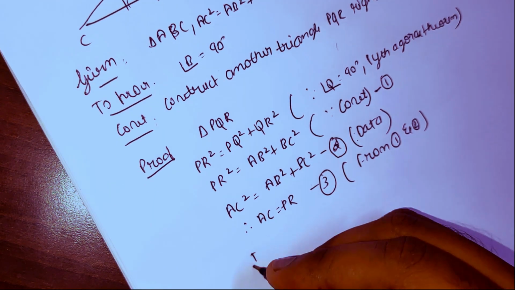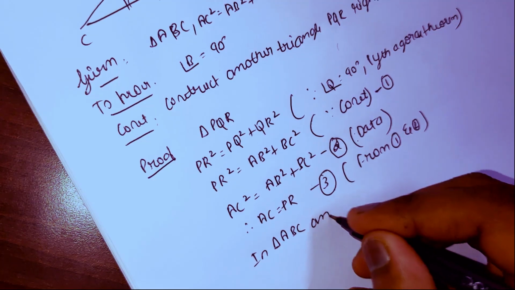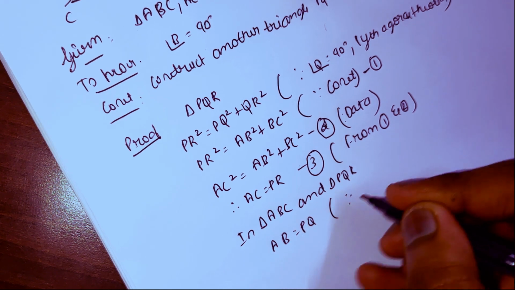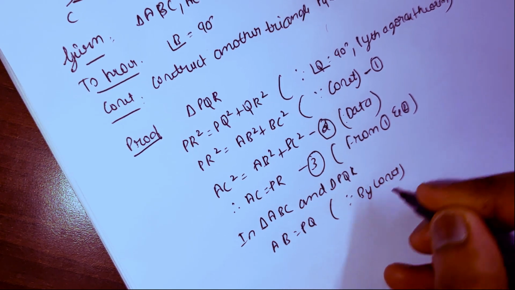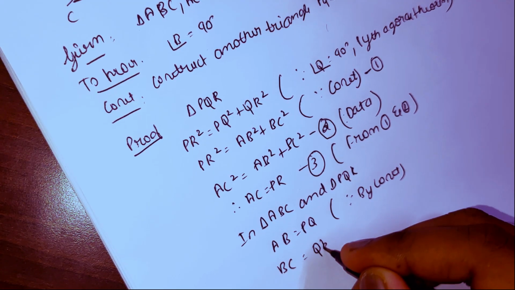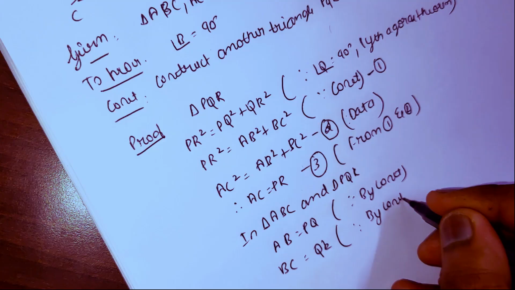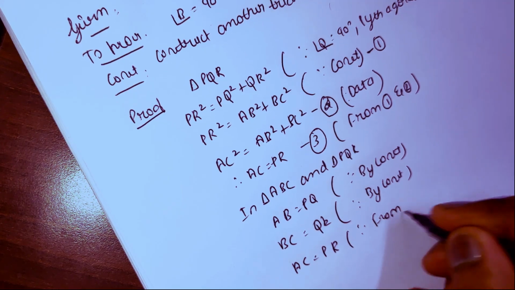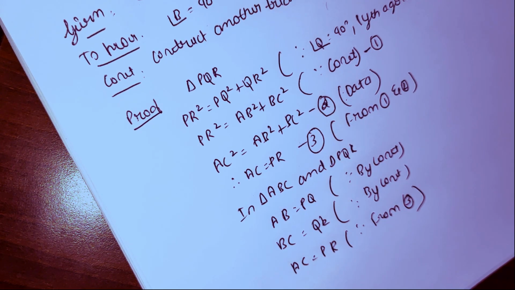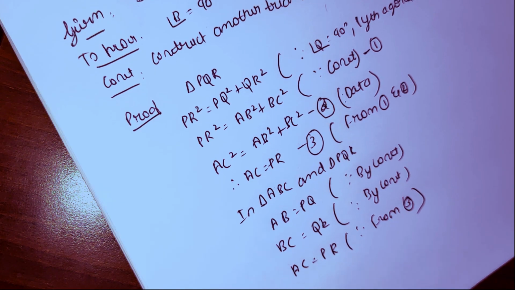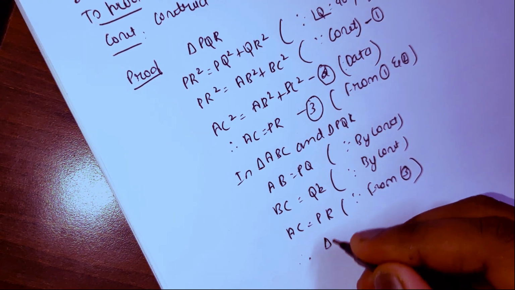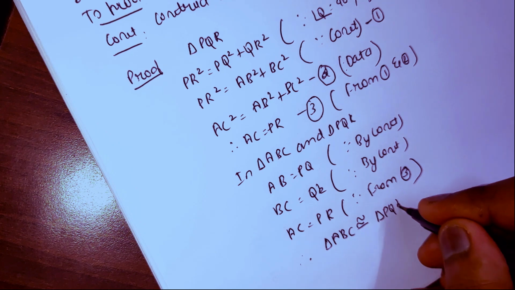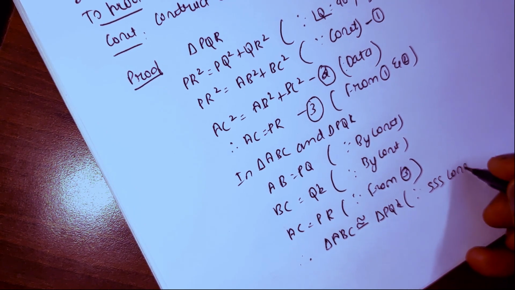Now, in triangle ABC and triangle PQR, AB is equal to PQ. This is by construction. BC is equal to QR. This is also by construction. AC is equal to PR. This is from equation 3. Therefore we can say that triangle ABC is congruent to triangle PQR. This is by side congruence.